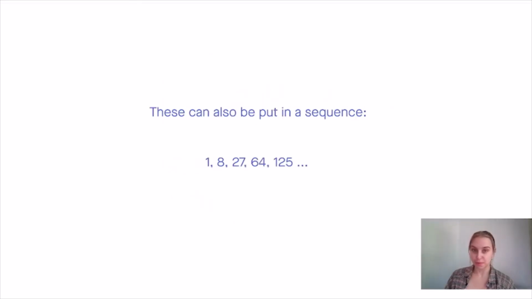These can also be put into a sequence in the same way that we sequence square numbers, where you start from 1 and move up, cubing each number as you go. So 1 times 1 times 1 still gives you 1, 2 times 2 times 2 gives you 8, 3 times 3 times 3 gives you 27, and so on.